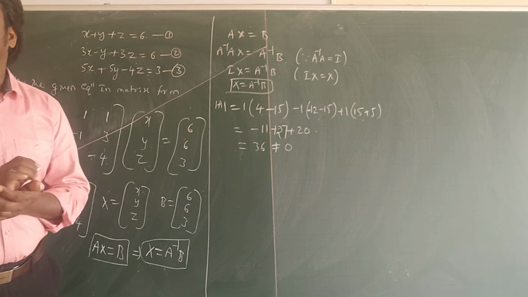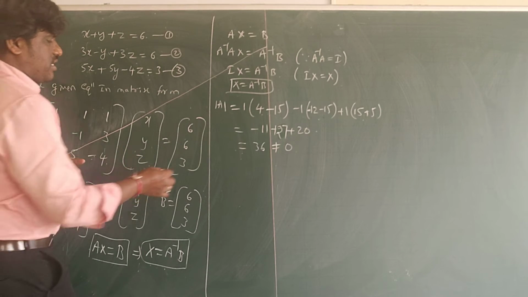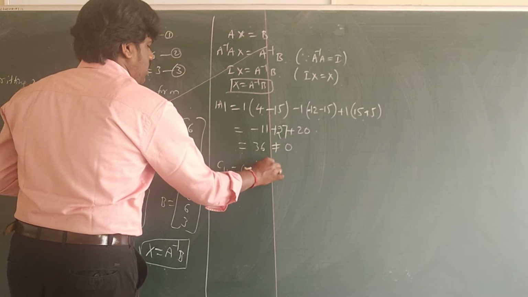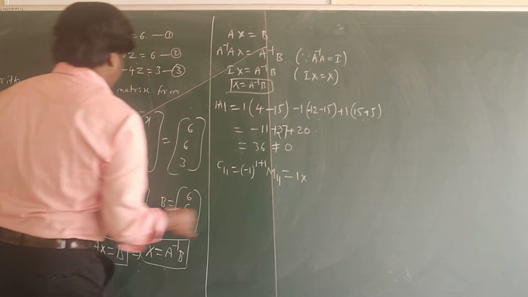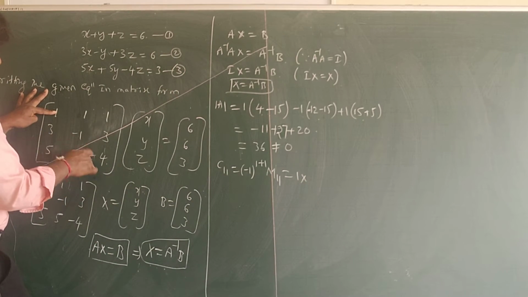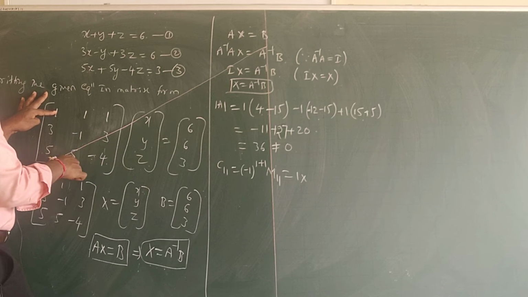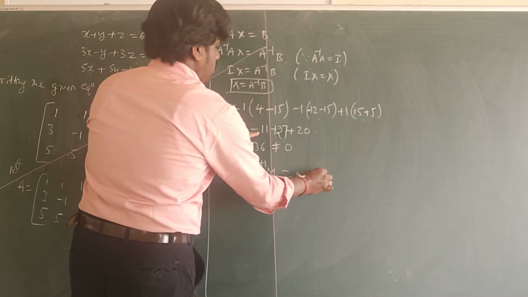Now we will find the inverse of the matrix. How will we find cofactors, like previously. How do we find a cofactor? C11 is minus 1 power 1 plus 1 times M11. Here minus 1 power 2 is 1. M11 means what? This one only. 4 minus 15. How much is it? Minus 11.